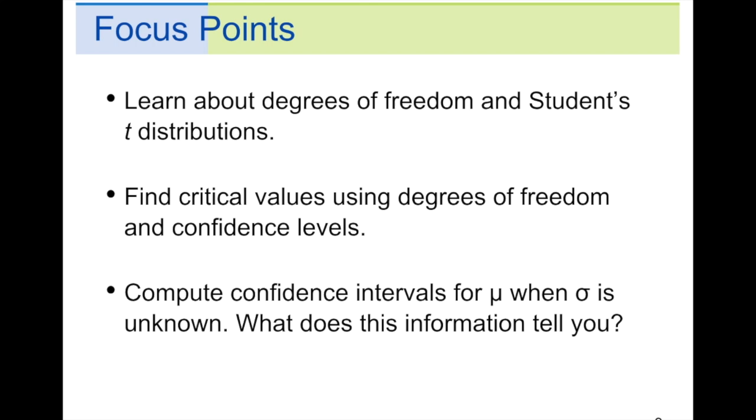Focus points for this lesson: learn about degrees of freedom and student's t-distributions, find critical values using degrees of freedom and confidence levels, and compute confidence intervals for mu when sigma is unknown.